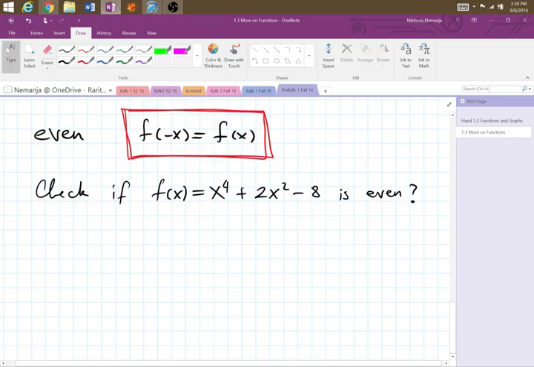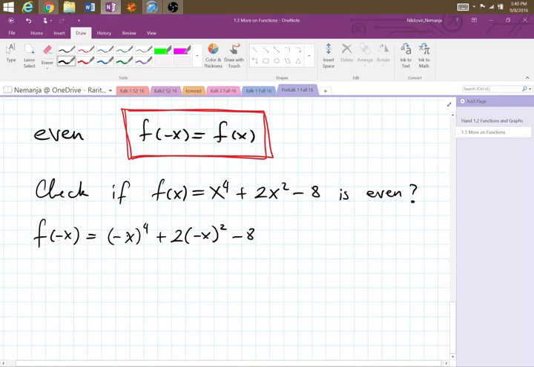Well, we need to create f of minus x. What am I supposed to do? Yes? Replace all of the x's with negative x. Very good. We replace every x with a negative x. Negative x to the 4th plus 2 times negative x squared, and then minus 8 stays as minus 8.